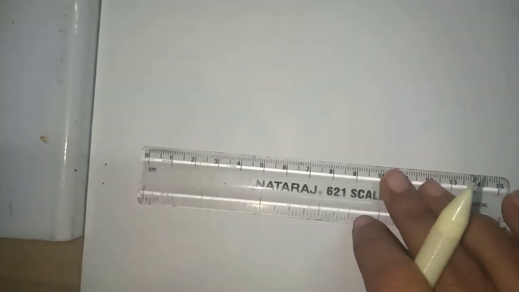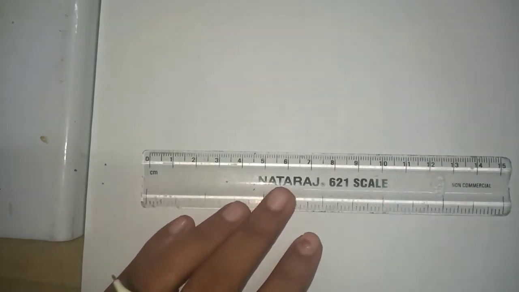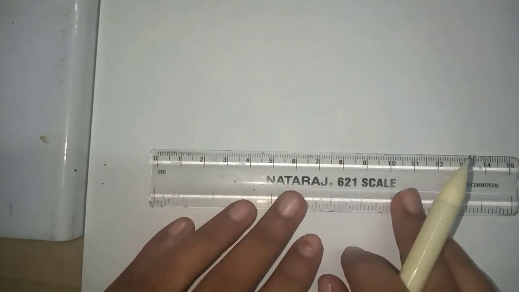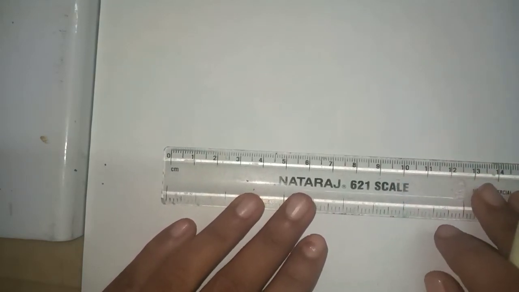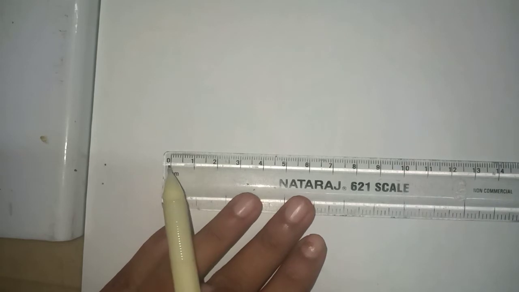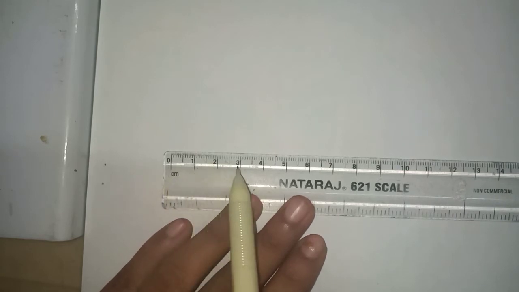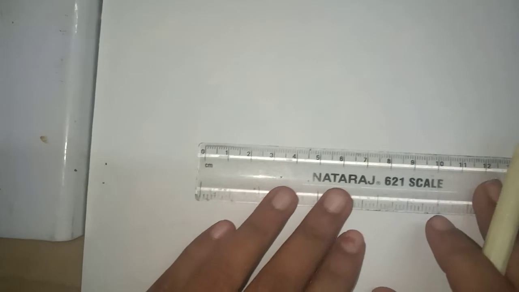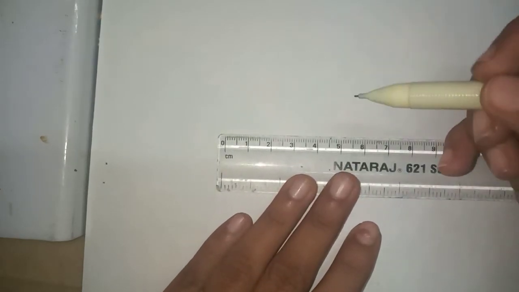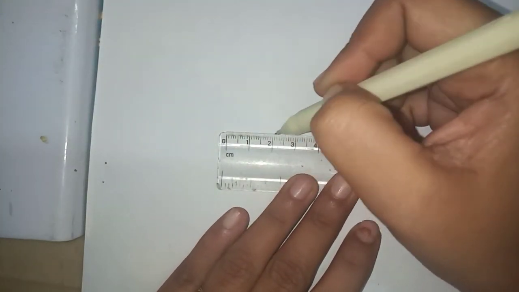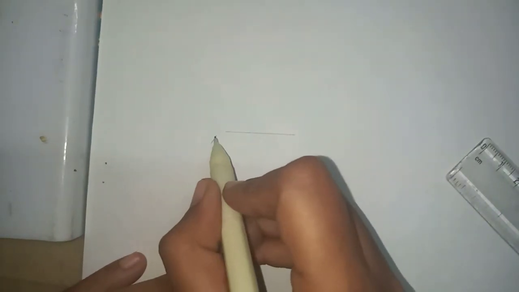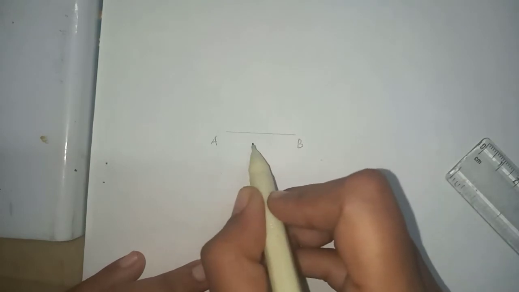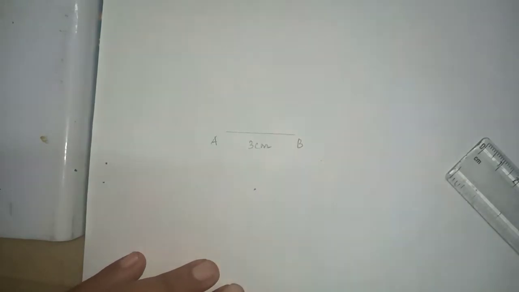So the first step is you have to take a ruler and a pencil. The first step is you have to draw AB equal to 3 centimeter. So here we can see you have to start at 0. So 0, 1, 2, 3. So you have to draw a 3 centimeter line. So 0 to 3, and name the point as AB equal to 3 centimeter.